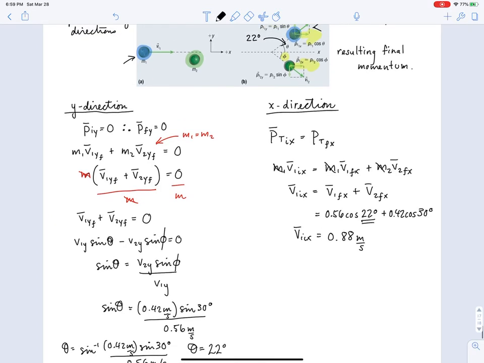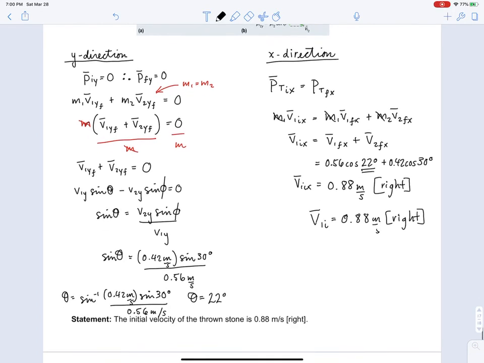Since there is only a horizontal component, this is the total initial velocity for object number 1, which is moving to the right. So we know that the initial velocity for object number 1 is 0.88 meters per second right. Perfect.